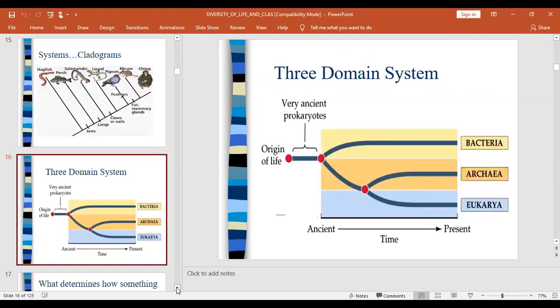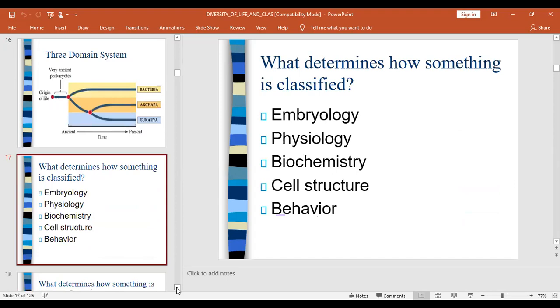Now, when we look at the main features that determine how organisms are classified, we look at 5 main features that we are going to look at deeply. So what determines how something is classified? We look at the embryology. Do you understand when I talk about embryology?